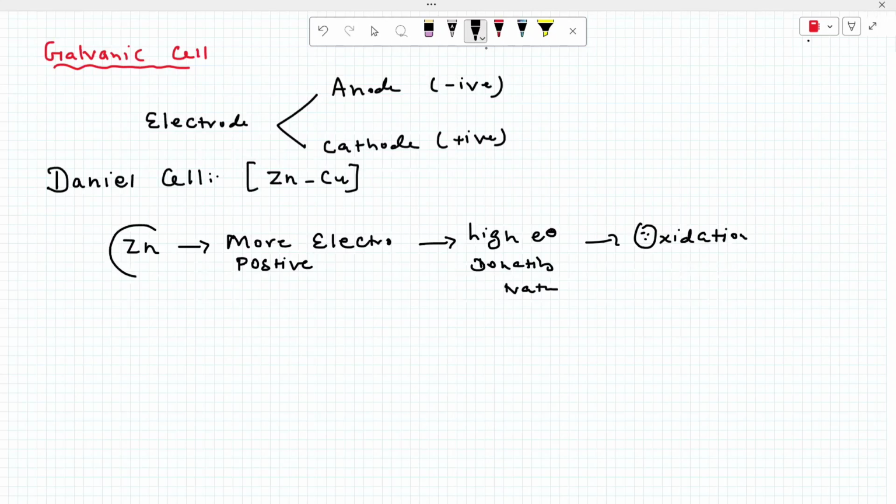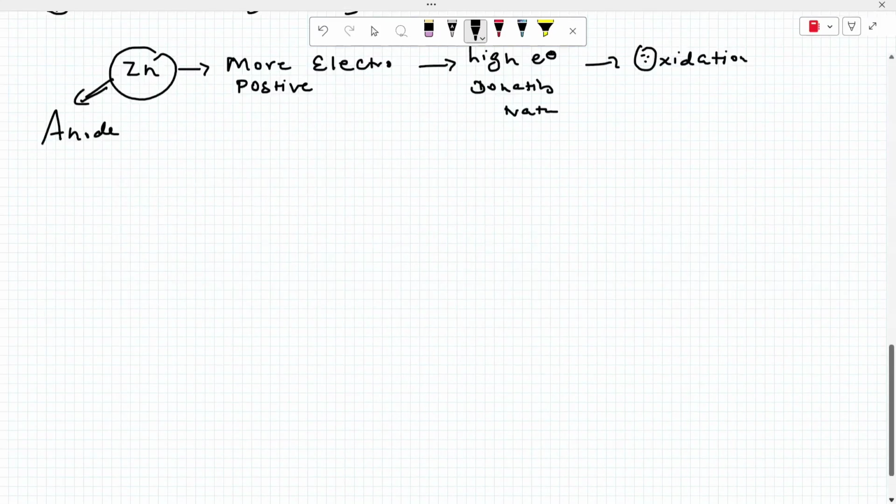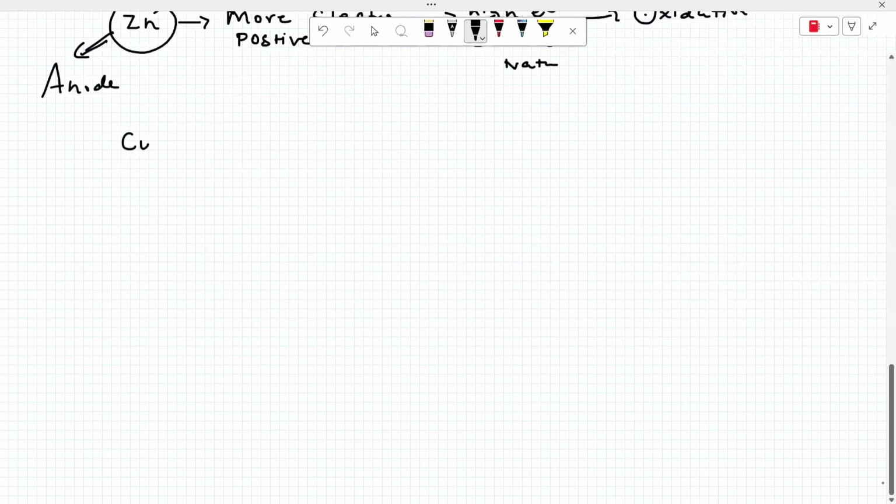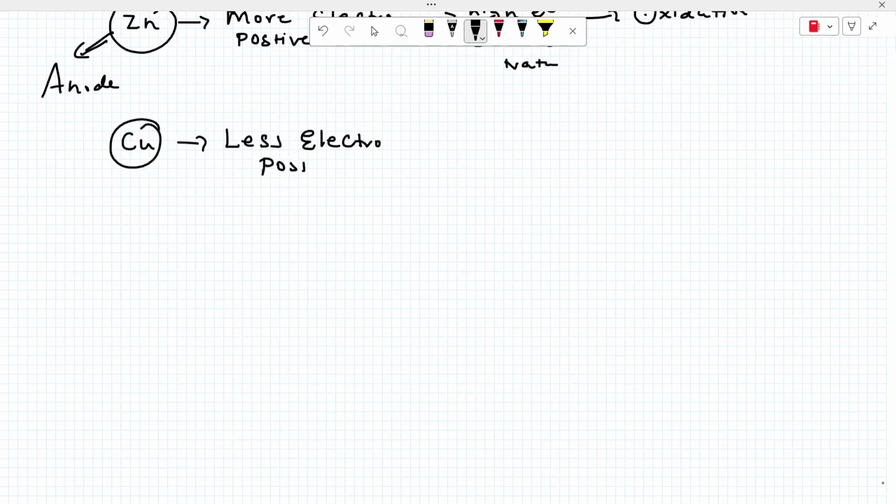Similarly, therefore it is the anode. Oxidation always takes place at the anode. Similarly, copper is less electropositive. This is electron gain tendency. Therefore, it is reduction. You got the point, reduction.